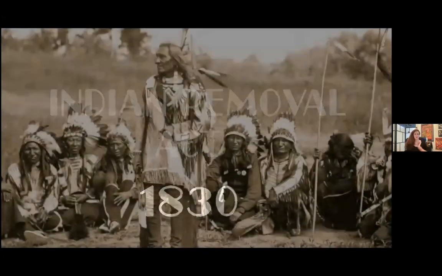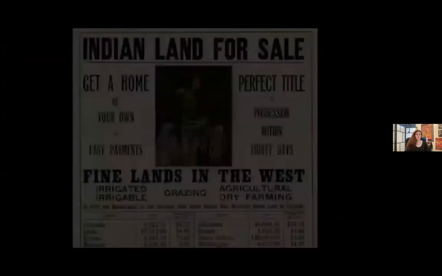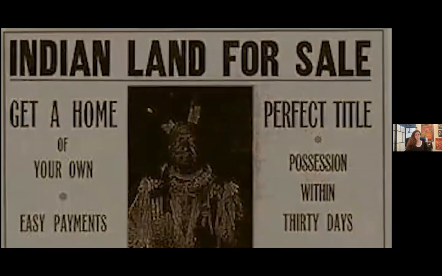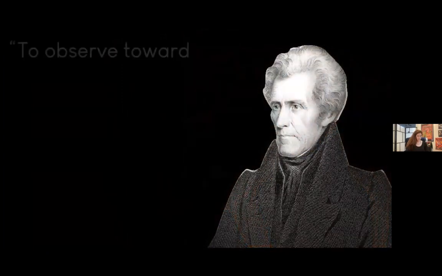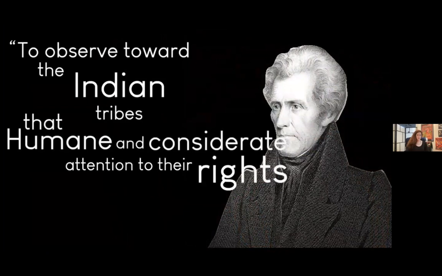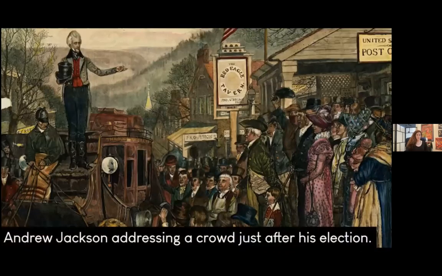Andrew Jackson deliberately misrepresented Native Americans and their experience in order to further his political agenda, ultimately legalizing the acquisition of Native American lands and normalizing racism towards Native people. In Jackson's first inaugural address in 1829, he stated his intention to observe toward the Indian tribes that humane and considerate attention to their rights, which is consistent with the habits of our government. Yet these statements contradict his actions.